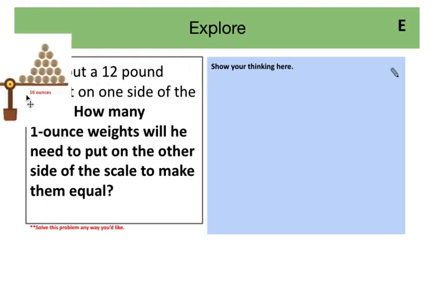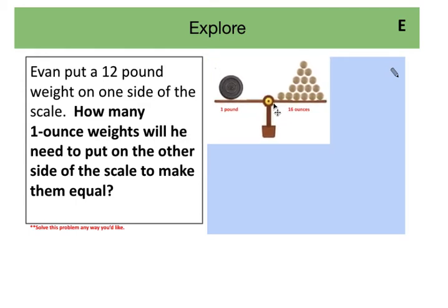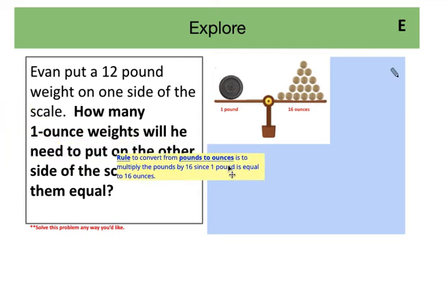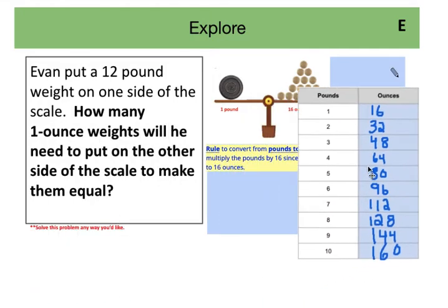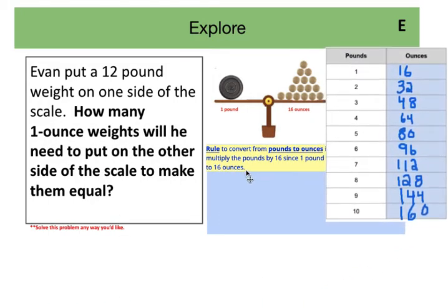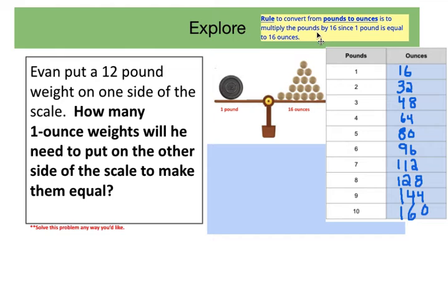So let's think back to some things that we saw in the previous slide. So we saw that 1 pound was equal to 16 ounces. We also came up with a rule that said to convert from pounds to ounces, the rule is to multiply the pounds by 16, since 1 pound is equal to 16 ounces. And we could even use that chart that we just completed a moment ago to help us answer this question.